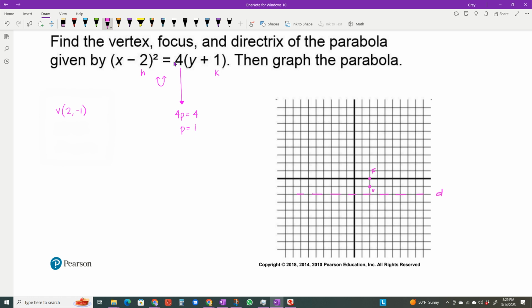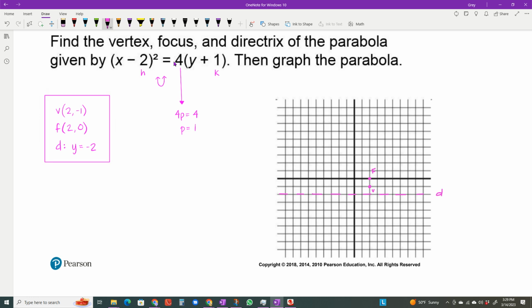Clearly I do better doing left and right than up and down. So that is find the vertex, focus. So I've got the vertex. I can find the focus. The focus again is (2, 0). My directrix is, remember, it's the non-squared variable. And in this case, that is going to be y equals -2. So that is all that.